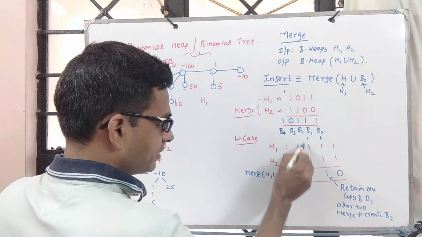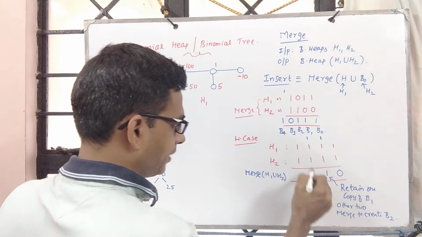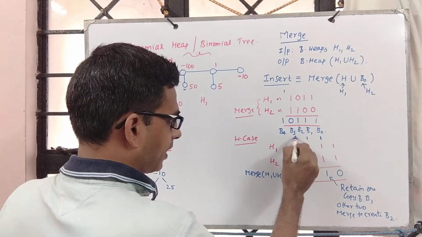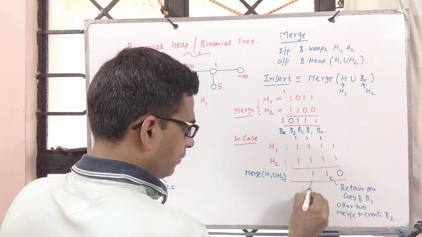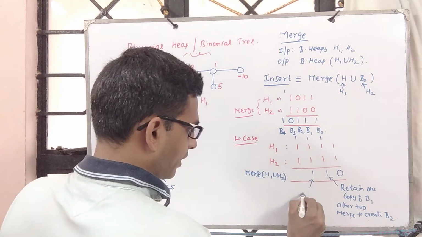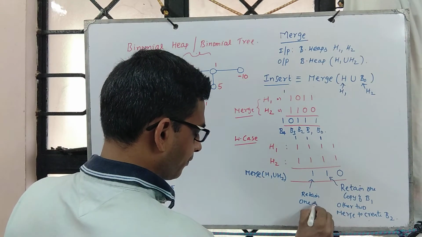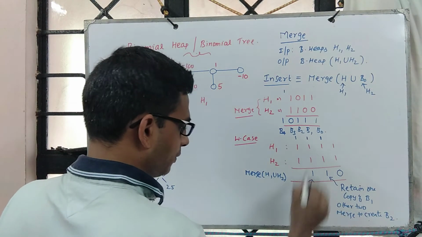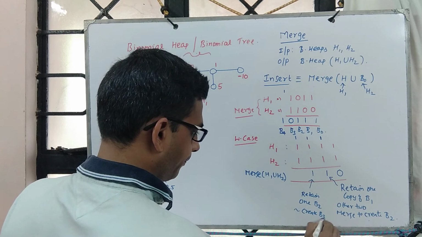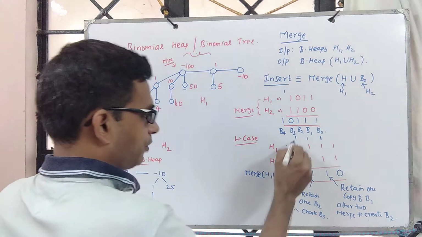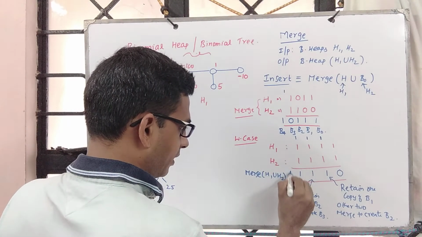Now you have 3 copies of B2. In binary representation, if you add 3 ones, you get 1, 1 and a carry of 1. This says you retain 1 B2, and for the other 2 create B3. Now you have 3 copies of B3, you retain 1 and create 1 B4.